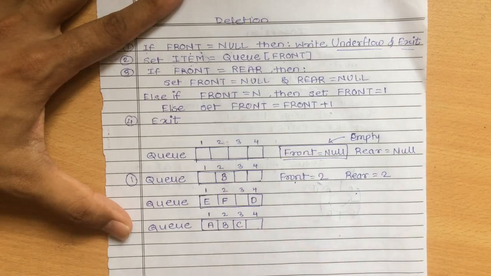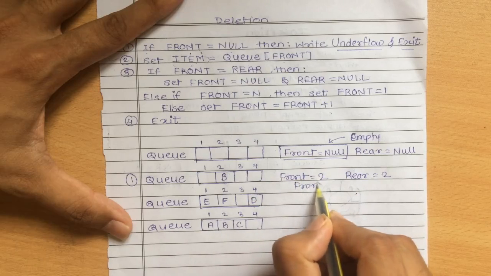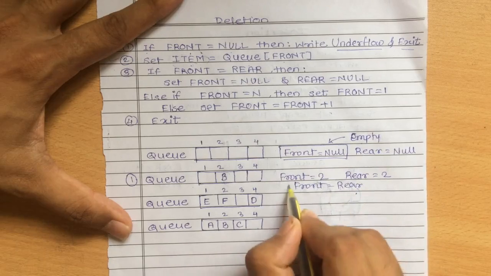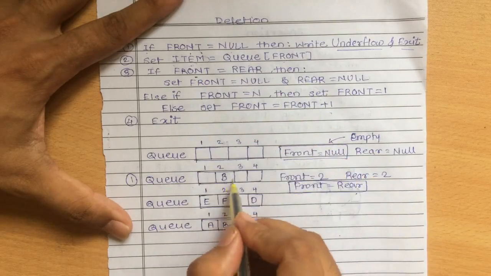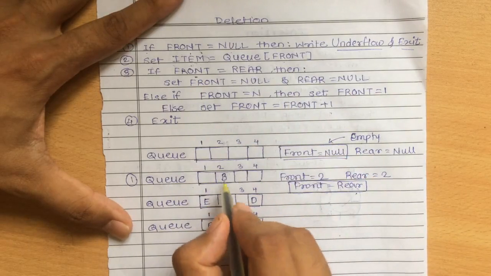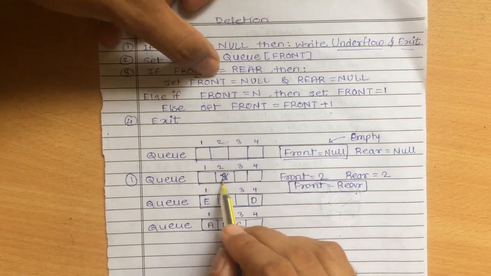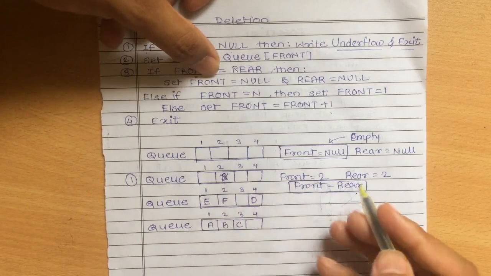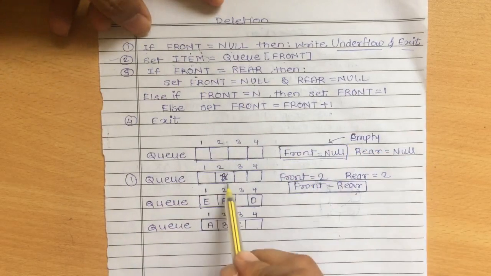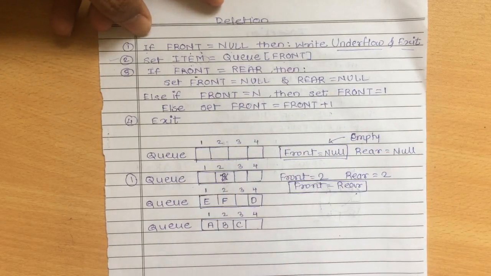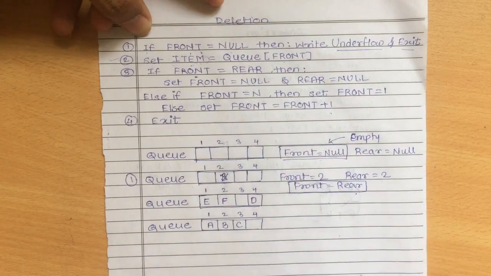So it indicates only one element is there, which means that front is equal to rear. When front is equal to rear, it indicates only one element is there. In this case, if we remove one element, then what do we have to set? After removing, our queue becomes empty, so we simply set front is equal to null and rear is equal to null. As only one element was there and we have removed it, our queue becomes empty, so we set front and rear both to the null value. So this is the first possibility.